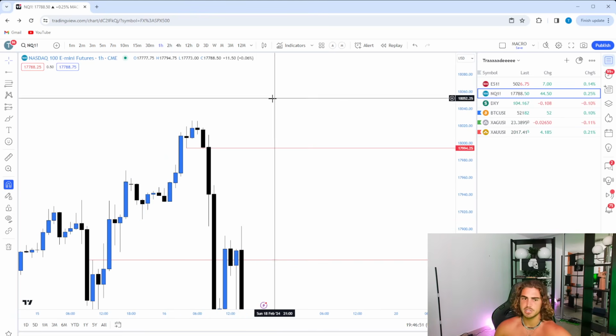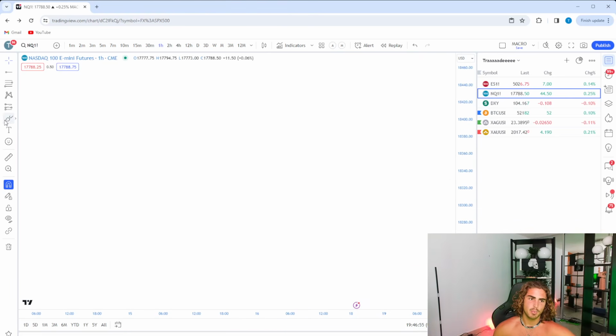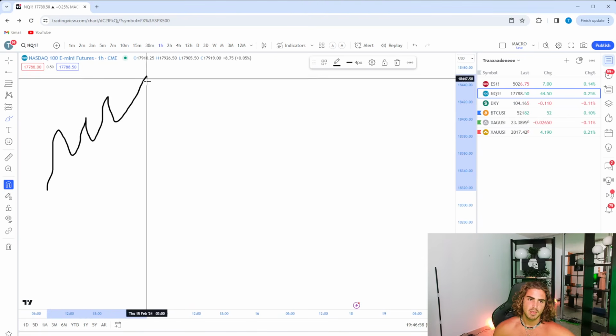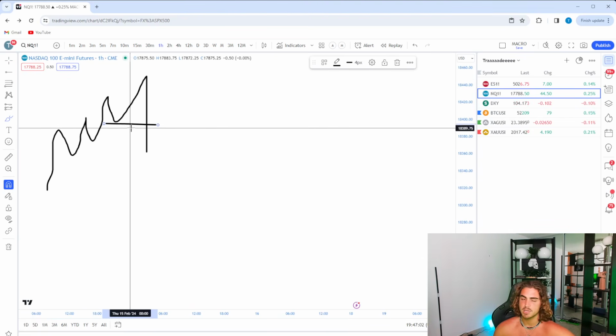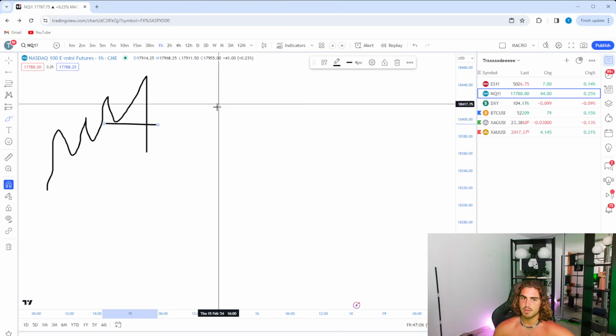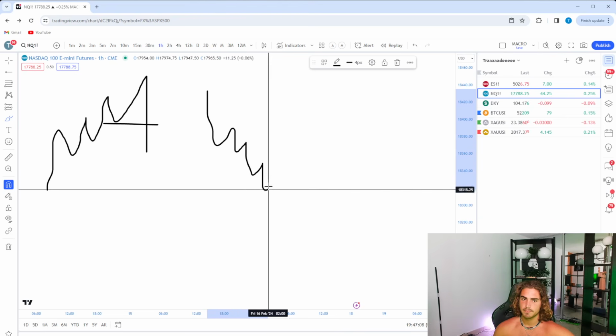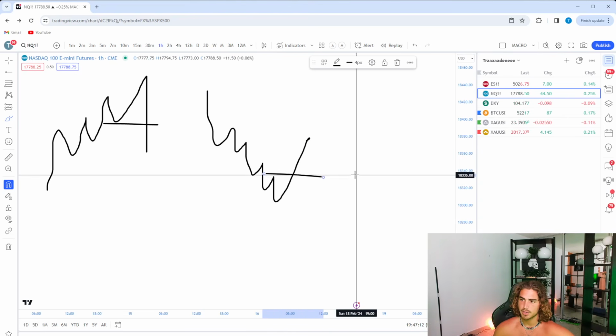Okay, that's really all I need you guys to understand for now. Understand that when we're in an uptrend, if a low gets closed underneath, if we get a candle closure underneath the most recent low, then we're now in a downtrend. And if we're in a downtrend and the most recent high gets closed above, now we're in an uptrend.